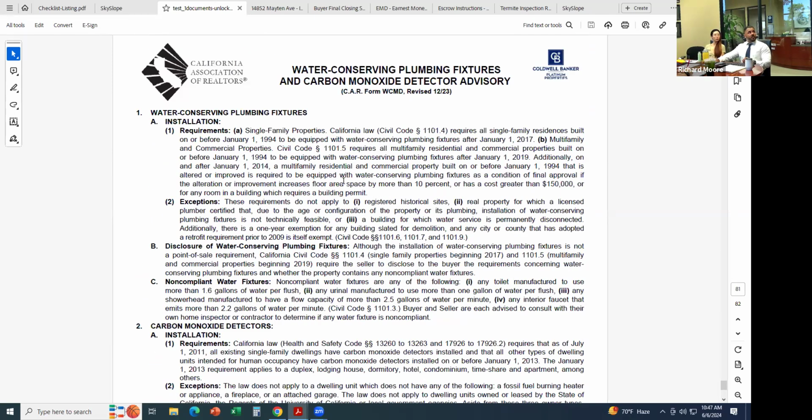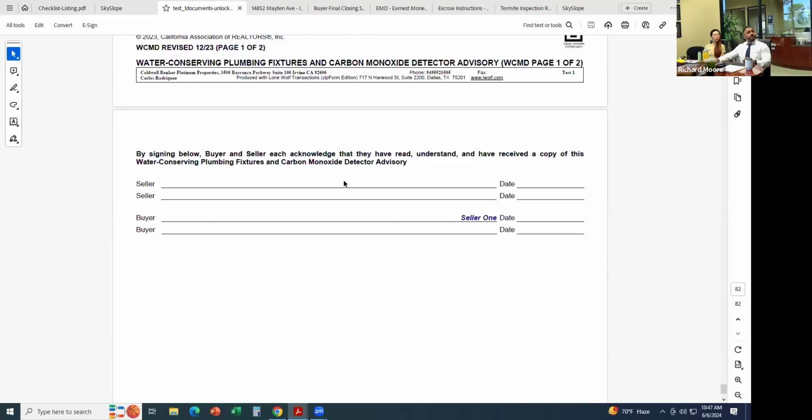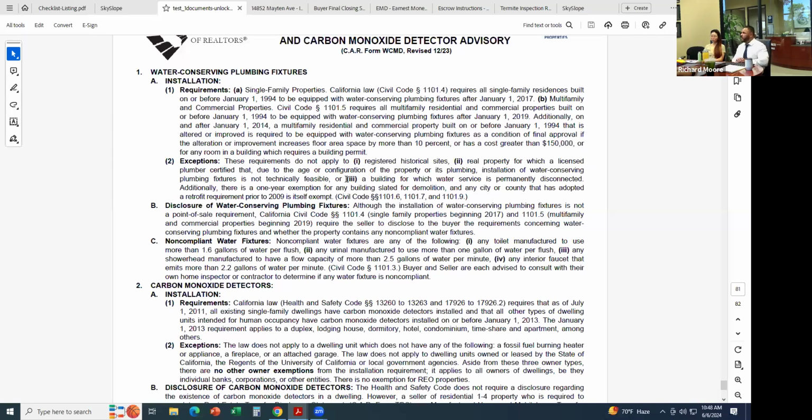And it just tells you what the requirements are for water conserving plumbing fixtures and carbon monoxide detectors, smoke alarms and all that. Actually, not smoke alarms, I'm sorry. There's another form for that, but we don't need that form because that's included, I believe, in one of the other forms. So that's pretty much it.